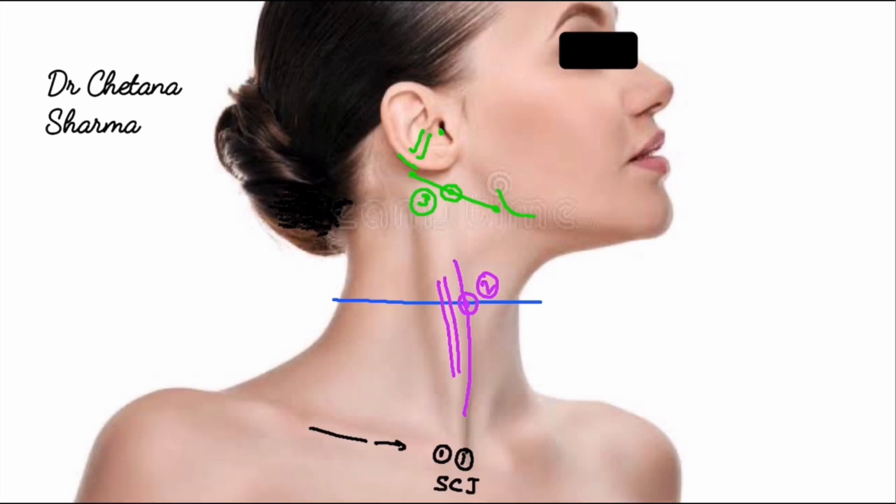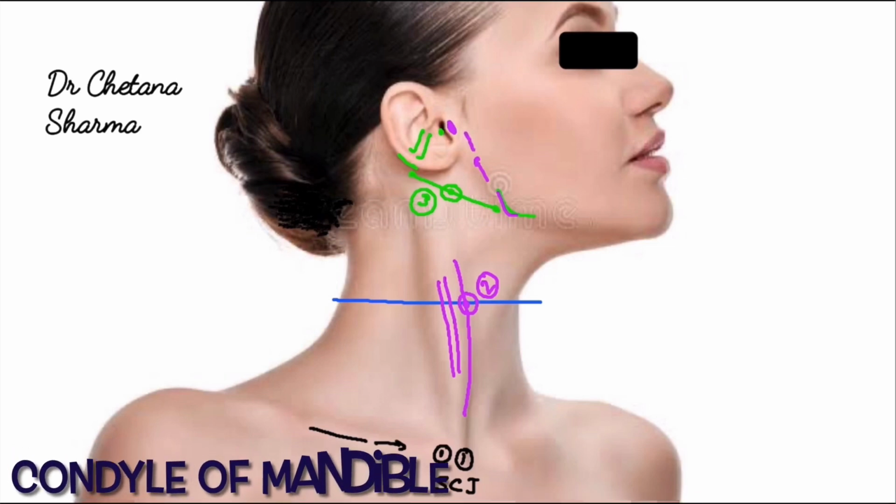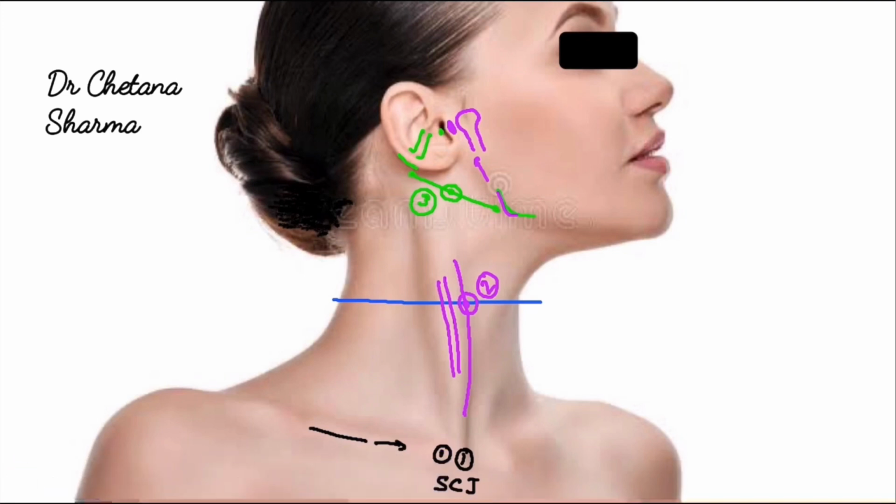For fourth point, you need to palpate angle of mandible and move your fingers upward. When you reach anterior to tragus of ear, you will feel a prominent condyle of mandible. Mark the posterior border of condyle of mandible as our fourth point.